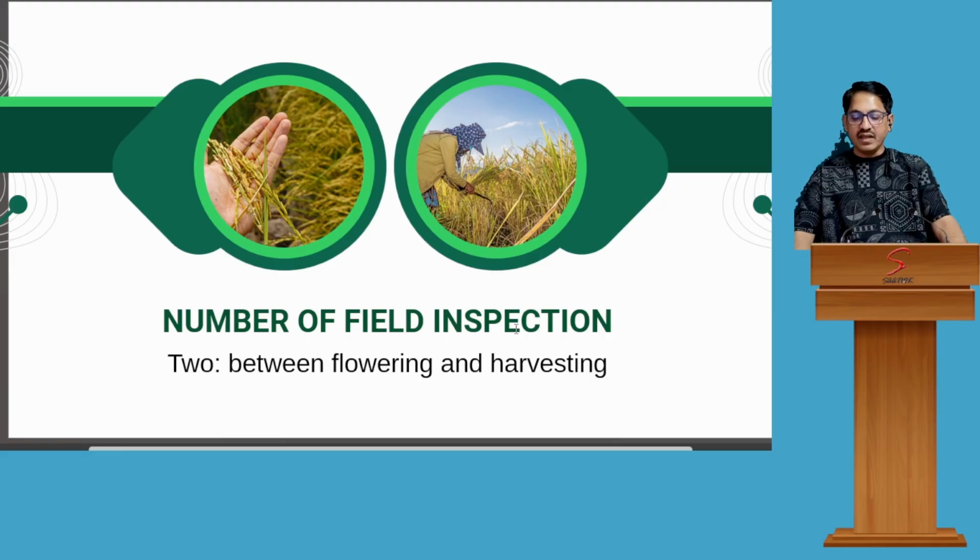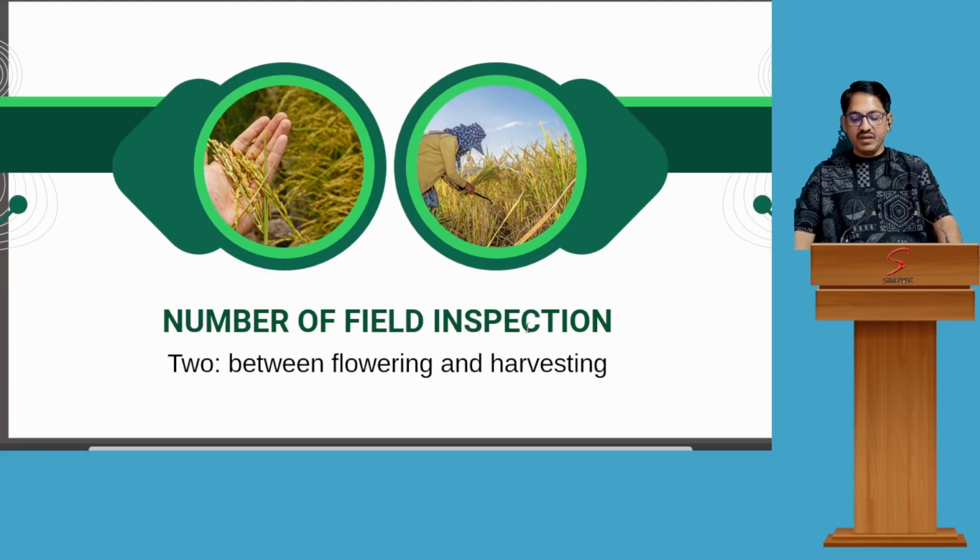Then next is number of field inspections. What are field inspections required for, from before sowing to harvesting? We have to visit that plot to check whether the proper isolation distance is maintained or not, whether rogueing is being conducted or not. We have to take care of all these practices because we are planning to produce quality seeds.